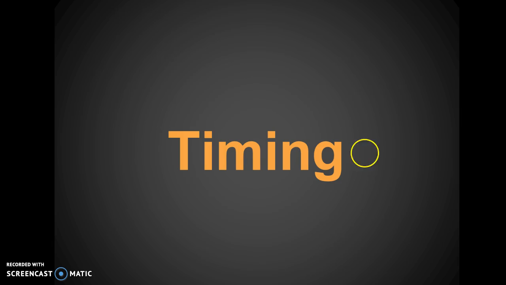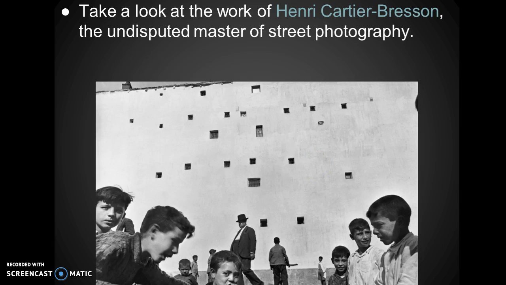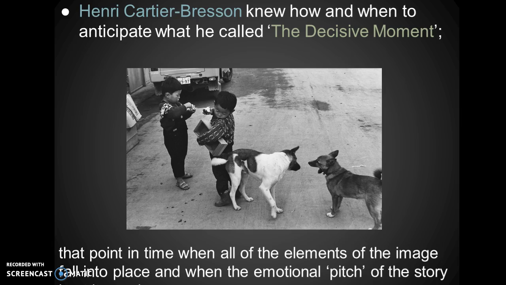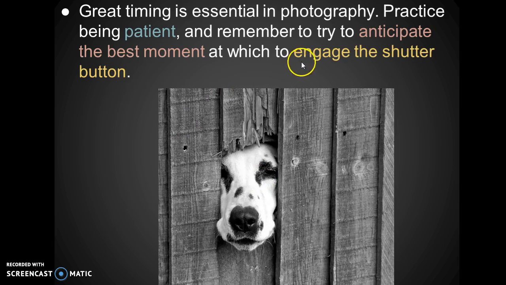Timing is the third attribute of great photography. It takes lots and lots of pictures to get those moments in time, the decisive moment. So take a lot of pictures, engage the shutter button to get the compositions and the meaning that you want.